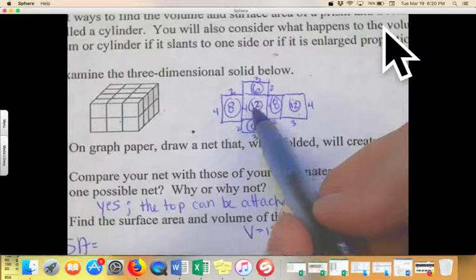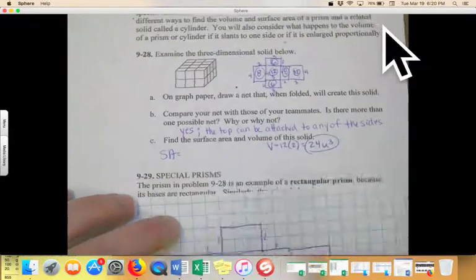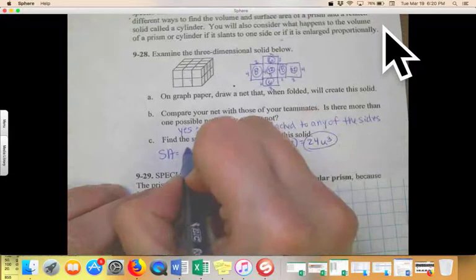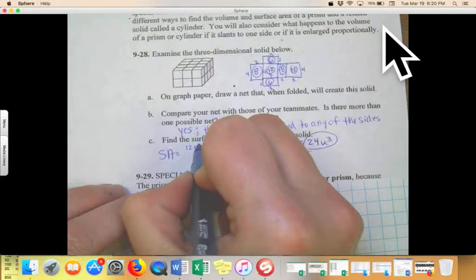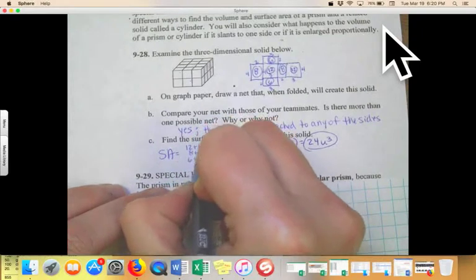So I have 8 and 12, 8 and 12, 6 and 6. I'm going to write that out so that we can see that we have all of the surfaces represented here. So we have 12 plus 12, and we have 8 plus 8, and we have 6 plus 6.